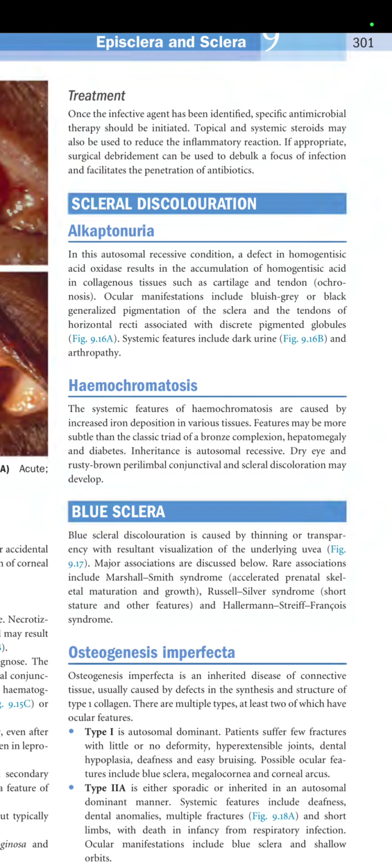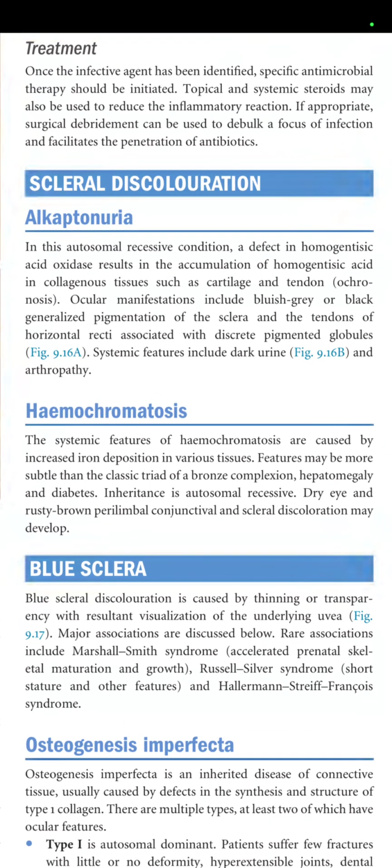Alkaptonuria. Basically, these are all metabolic disorders. There are certain enzymes that are deficient, and that is causing accumulation of certain products that cause the disease. Alkaptonuria is an autosomal recessive condition in which a defect in homogentisic acid oxidase results in accumulation of homogentisic acid in collagenous tissue such as cartilage and tendon.